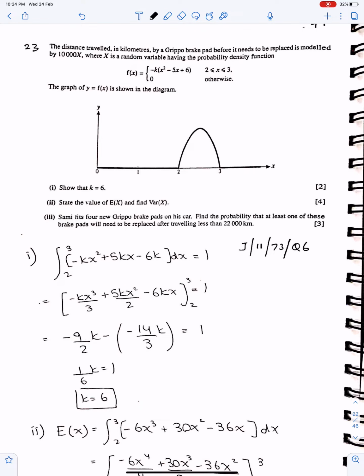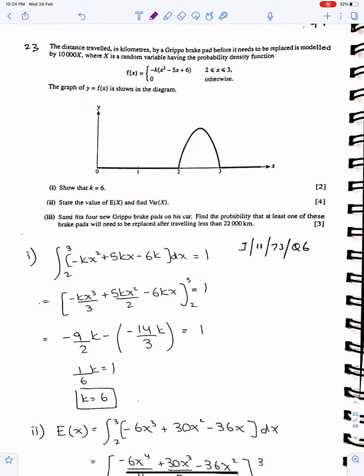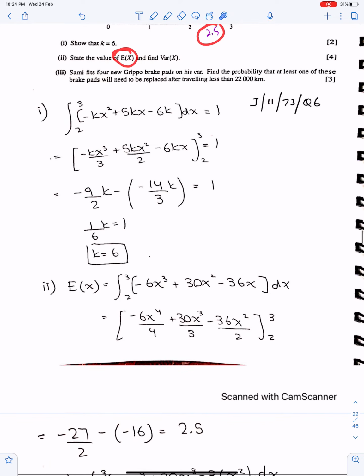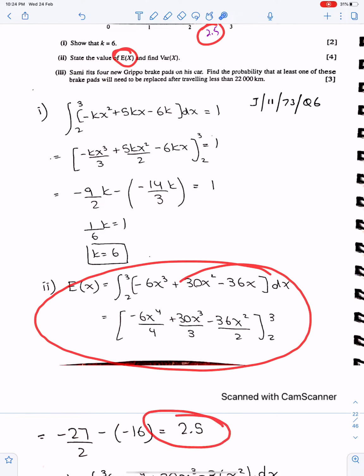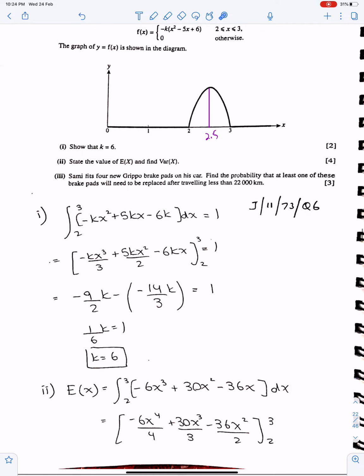When the graph is symmetrical, then the mean is the central value. This is the mean, which is 2.5. So state the mean: the mean is 2.5. It's here. You don't need to calculate this. You can write E(x) = 2.5. Mean is 2.5. And find the variance.